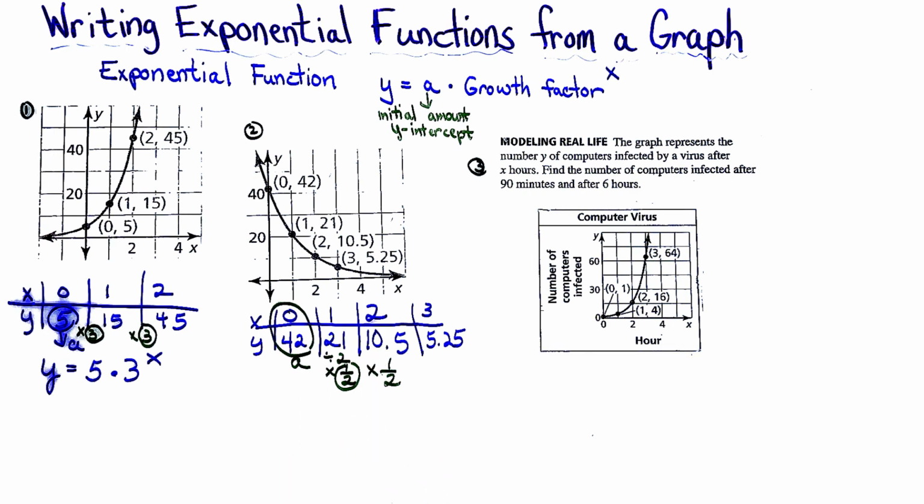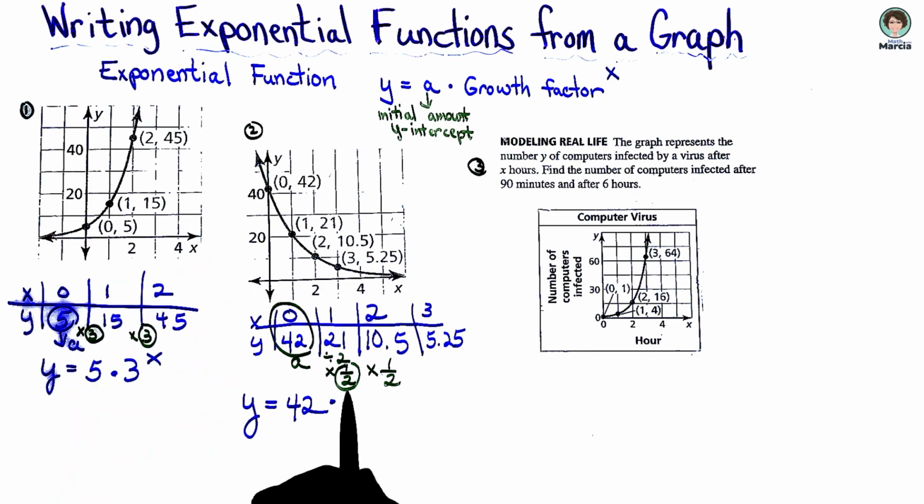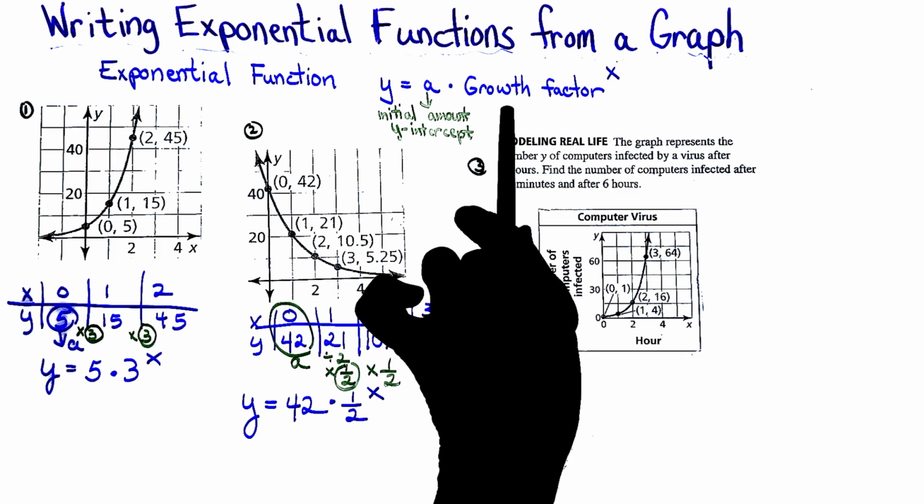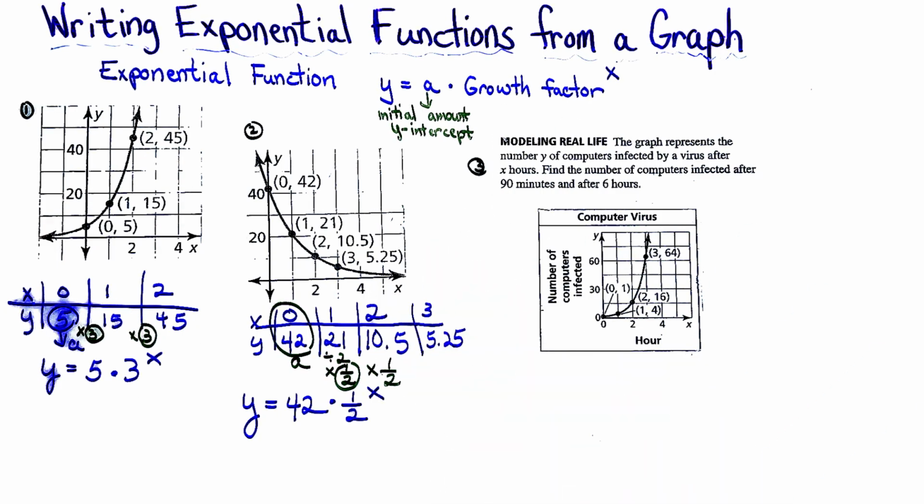All right, we totally have enough now to write our exponential function. y is equal to 42, which was the y-intercept or where we started, times 1/2. This would actually be considered a decay, to the x power. So it's just as easy as that. What you must memorize and need to know is this little formula, which is not too difficult.